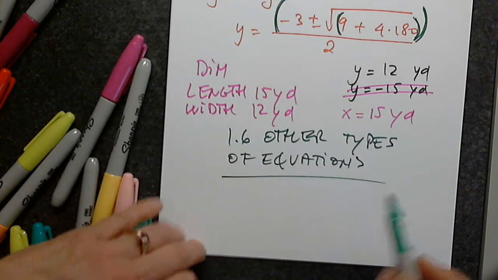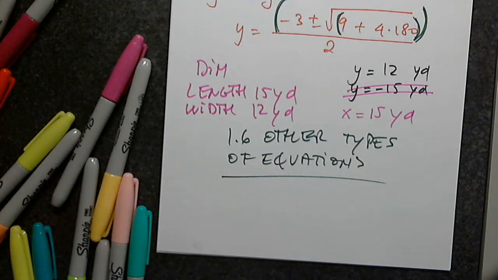Other types of equations, 1.6. Let me take a look. So what are you trying to do? For this one, if I was putting this one in there, x squared minus 3x minus 5, you cannot do the completing the square with this. Unfortunately. Sorry about that.